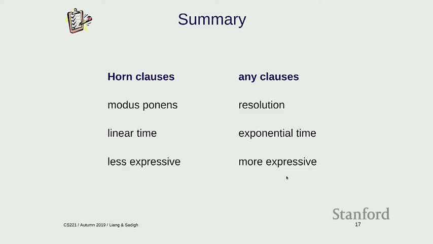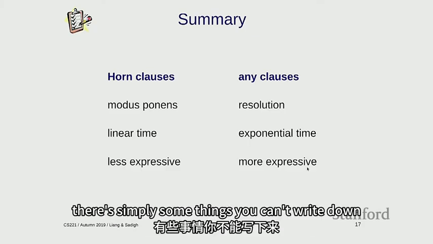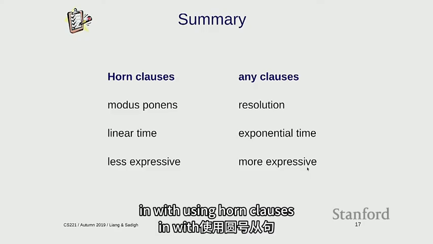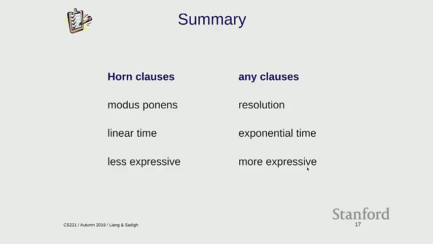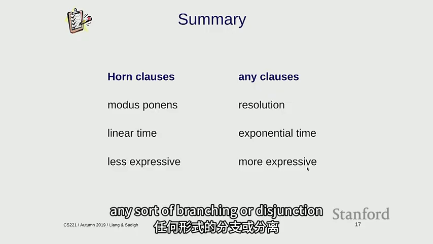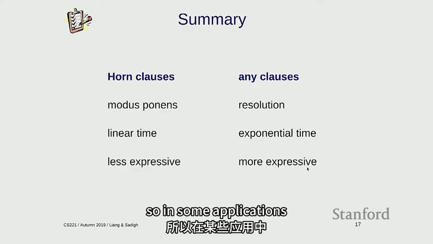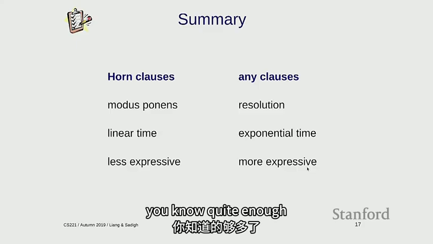Yeah? So by less expressive, you mean it takes more symbols to represent the same truth formula? Or there are things that can't be expressed in Horn clauses that can be expressed in propositional logic? Right. What do I mean by expressive? I mean the latter, which is that there are simply some things you can't write down using Horn clauses. Like you can't write down rain or snow at all. Any sort of branching or disjunction you can't do in Horn clauses. So in some applications, Horn clauses actually turn out to be quite enough.